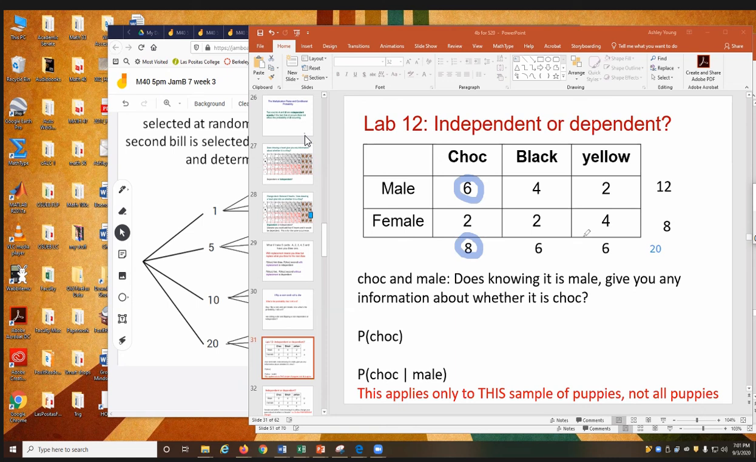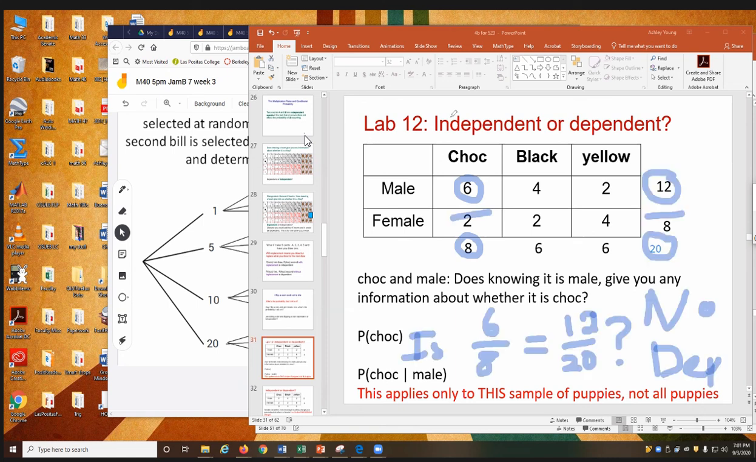You could also go the other way. You could also say, maybe I'll do this in a smaller pen so we have more room, is 6 out of 12, right? 6 over 12, the same as 8 over 20, which is exactly what you guys found. Those are the numbers we found down here. Probably chocolate and probably chocolate given male. Are those the same? And we found that no, they're not.